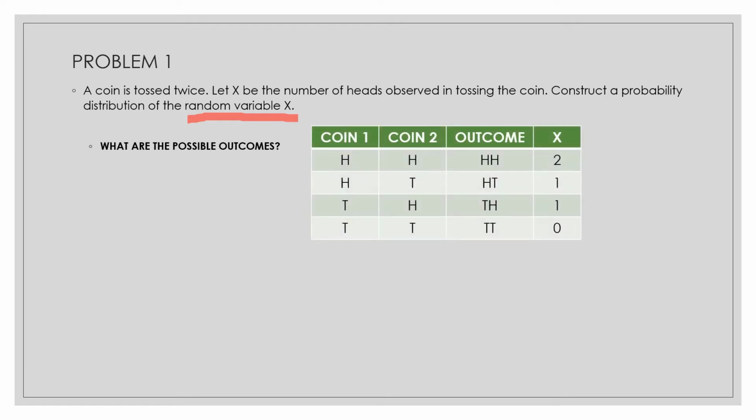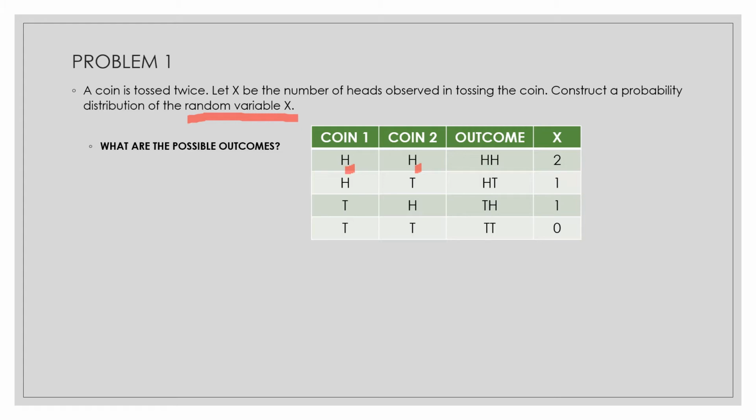We have here a table to illustrate that. Coin 1 means the first toss. Coin 2 means the second toss. We have here the outcomes and x. Let's start with the outcomes. For the first toss, the coin is a head. When you toss it again, it's still a head.